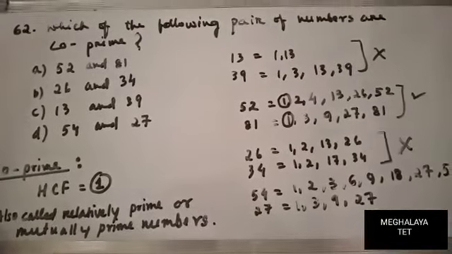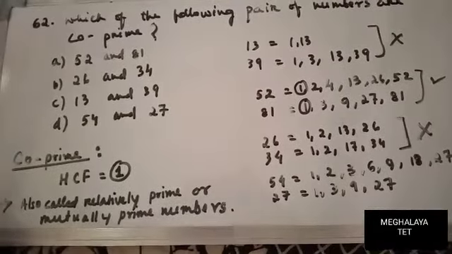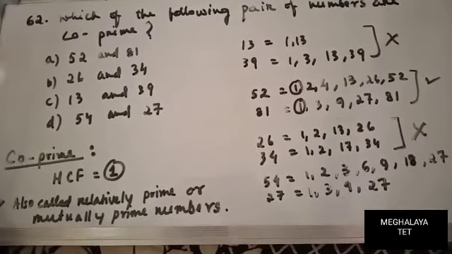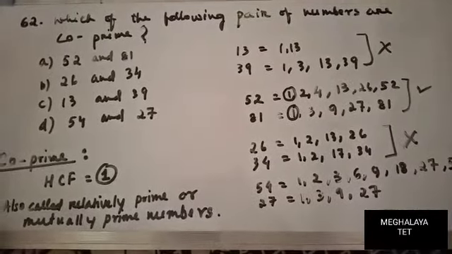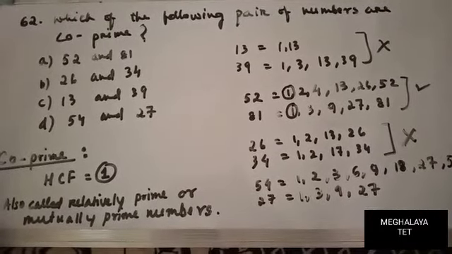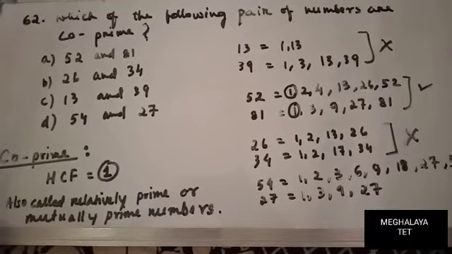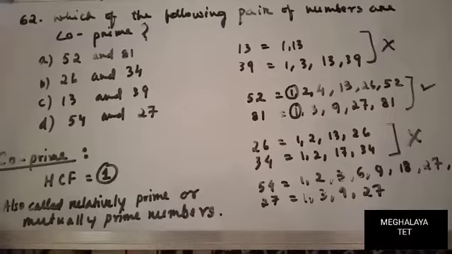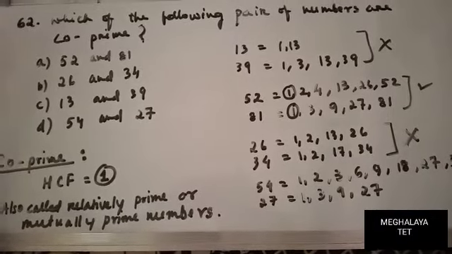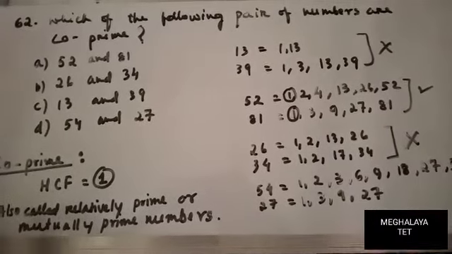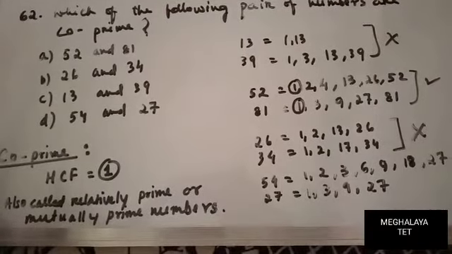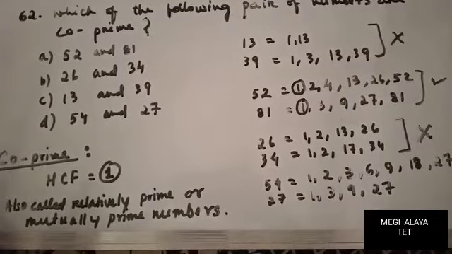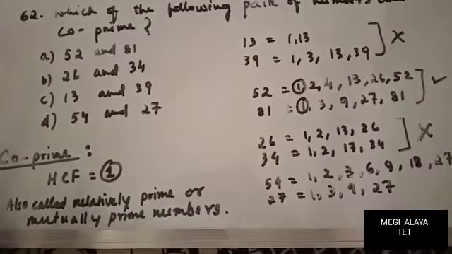In order to find out, we have to first find their factors. If their highest common factor is 1, then the pair is coprime. You have to remember this: two numbers are coprime when their highest common factor is 1.